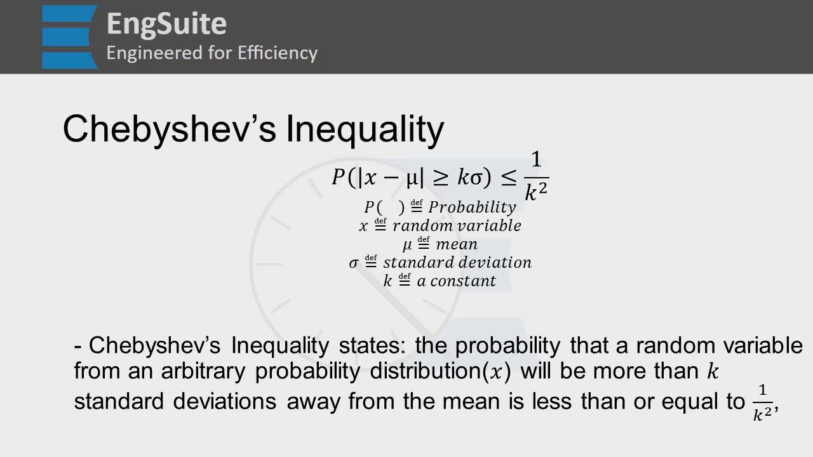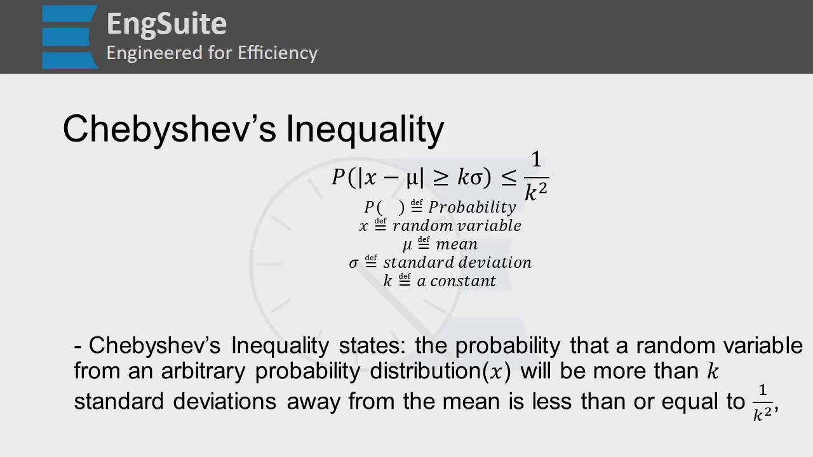Now, Chebyshev was a Russian mathematician, and he has this awesome inequality that says that the probability of x, the absolute value of x minus mu, being greater than or equal to k times your standard deviation is less than or equal to 1 over k squared, where p is the probability, x is your random variable, mu is your mean, sigma is your standard deviation, and k is a constant, okay? So what Chebyshev's inequality states in words is the probability that a random variable from an arbitrary probability distribution will be more than k standard deviations away from the mean is less than or equal to 1 over k squared.